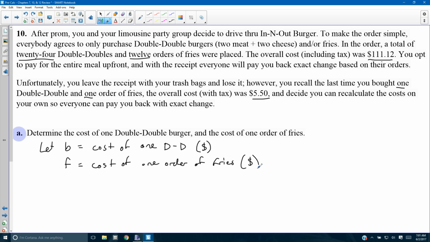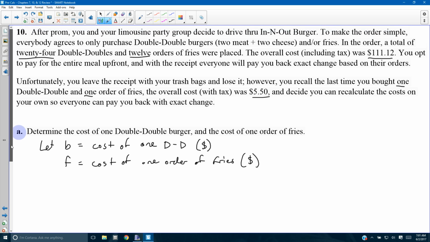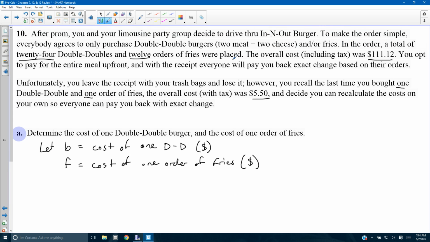Okay, so these are costs. This is not amount of, not number of. We already know those sets based on these. We have to figure out the costs. We're going to create 2 equations. One based on the top info, one based on the bottom info here. Let's do the bottom one first. If I take the cost of 1 double with the cost of 1 order of fries, that total is going to be $5.50 or $5.5, which is $5.50.